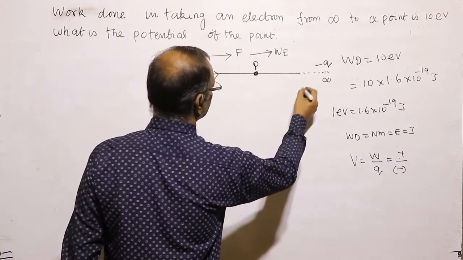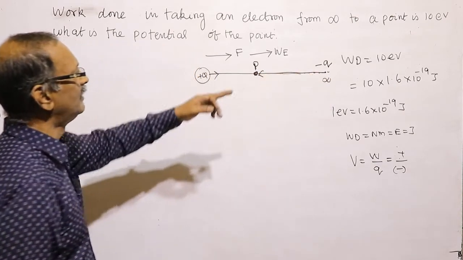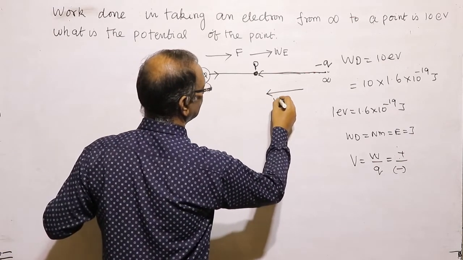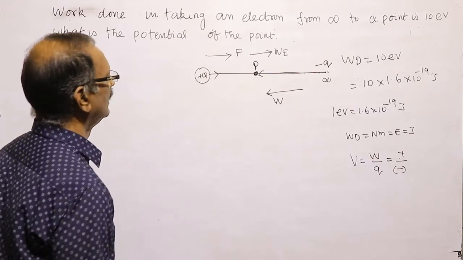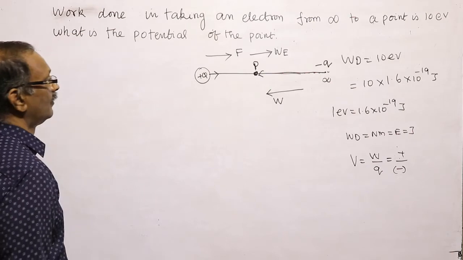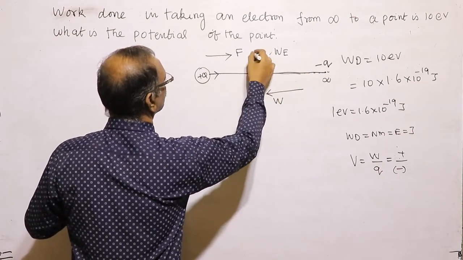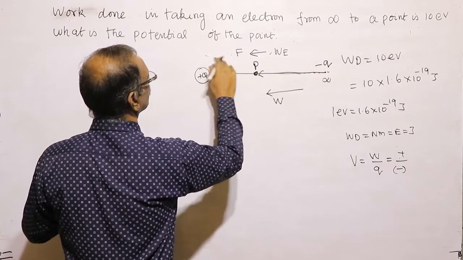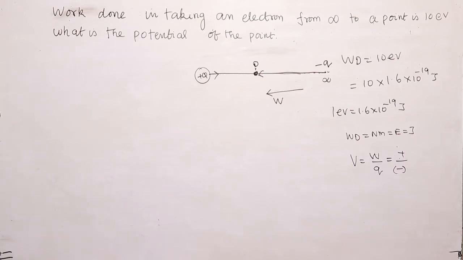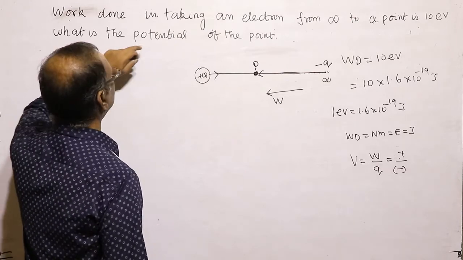So it is brought from here to here, in bringing a point from infinity to this point. So work done by the external agent will be in this direction, and work done by the electric field will be in this direction. That is also in this direction, because it's a negative charge, it will pull it towards it. Let us not confuse this one now. So what is the work done? Okay, now what is asking, what is the potential?